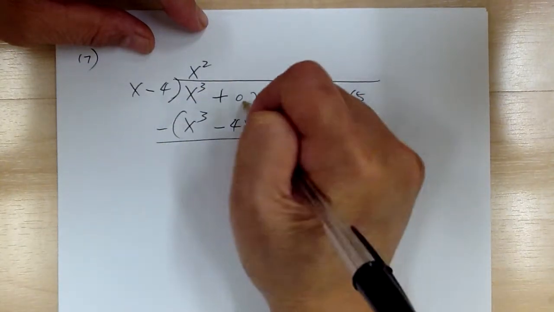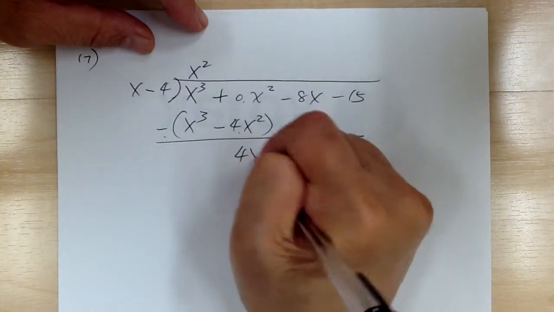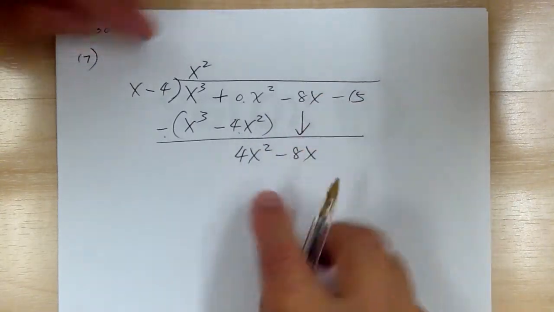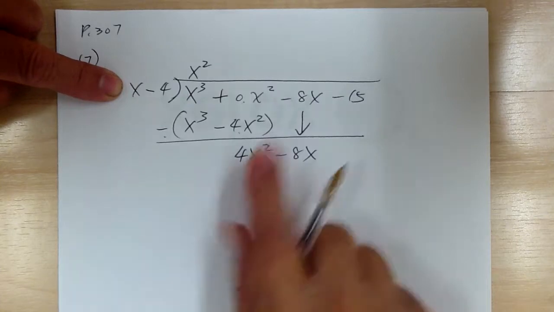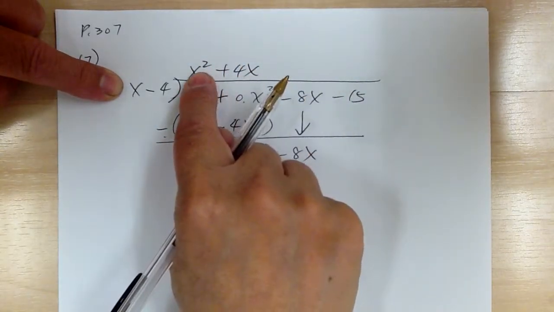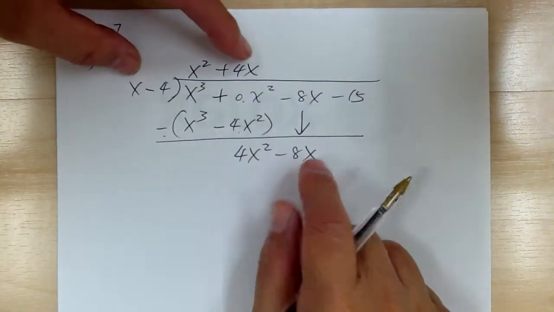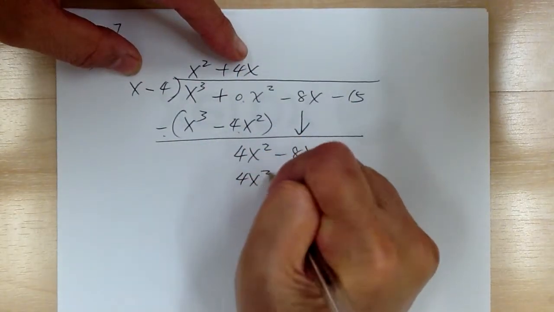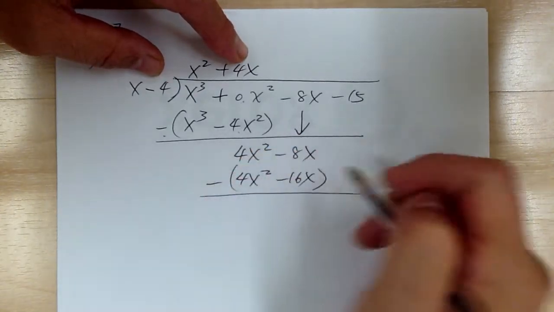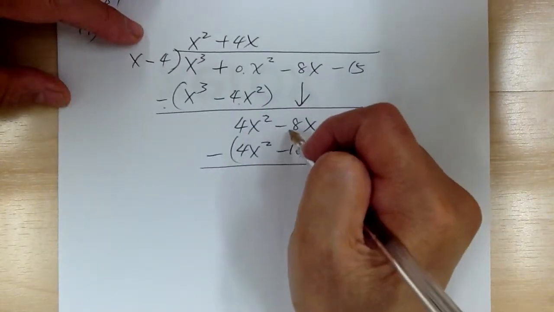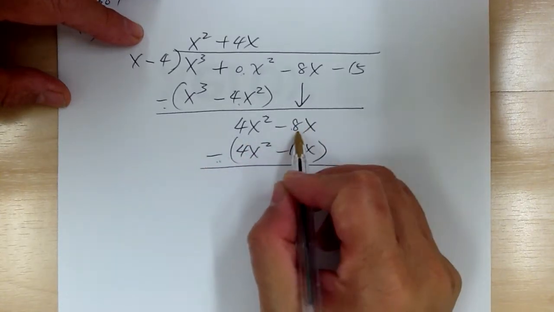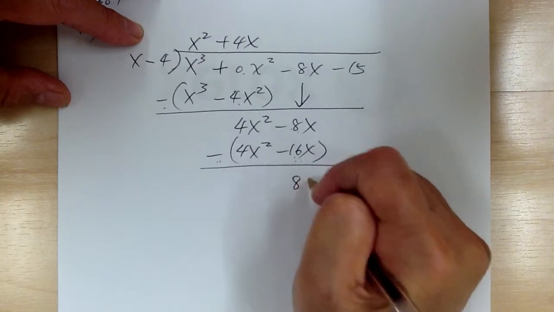parentheses, subtract. 0 minus negative 4 will give you positive 4. And this one over here you need to get 4x, right? So plus 4x. Again, look over here, this always goes down in order, right? So multiply, you get 4x squared minus 16x, subtract. So negative 8 minus negative 16 becomes plus. So negative 8 plus 16 will give you positive 8x.